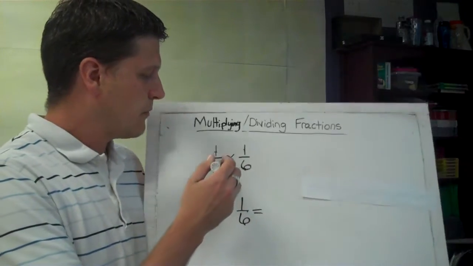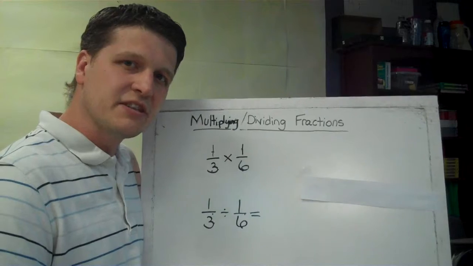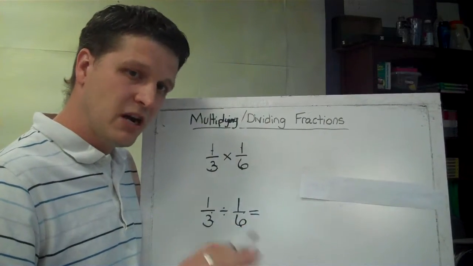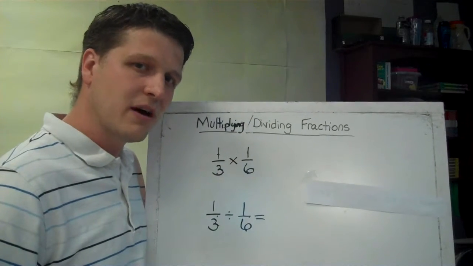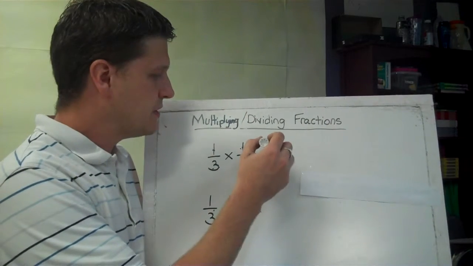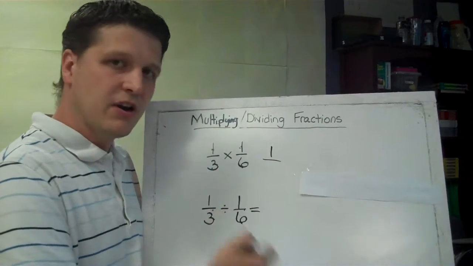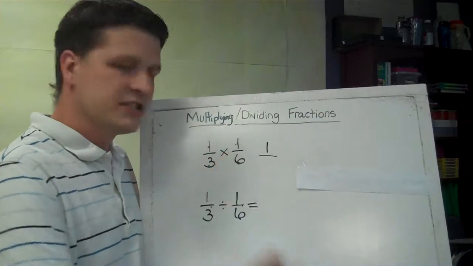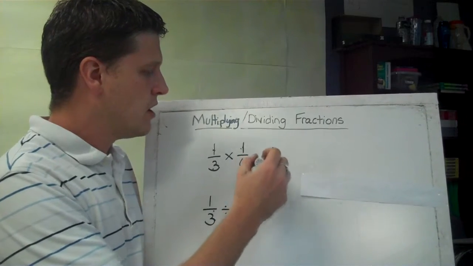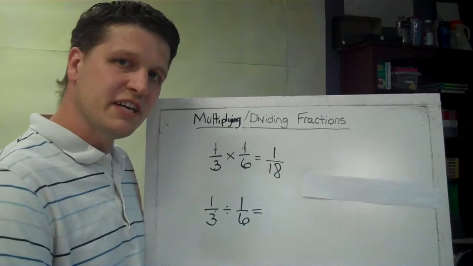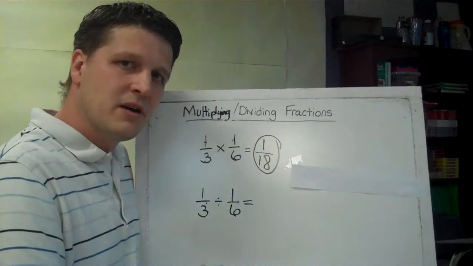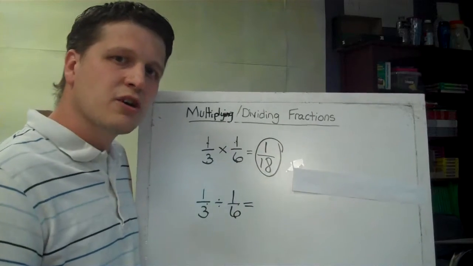Now let's just take two fractions. We've got 1/3, and we're going to multiply it times 1/6. We're just going to multiply across denominator and numerator, and we're not going to worry about having common denominators. So we do 1 times 1, and it gives us 1. Then we multiply 3 times 6, and that gives you 18. So 1/3 times 1/6 is going to give you 1/18. Pretty simple, huh?